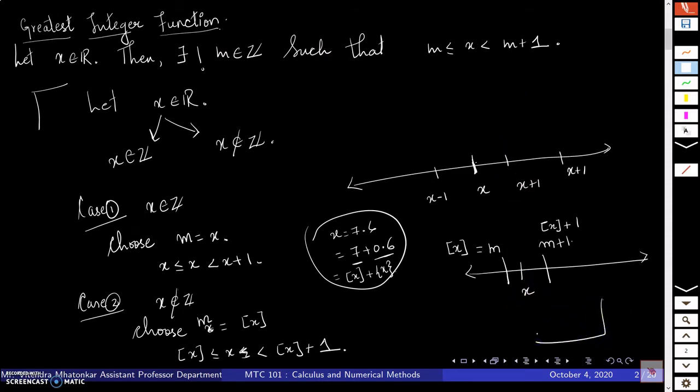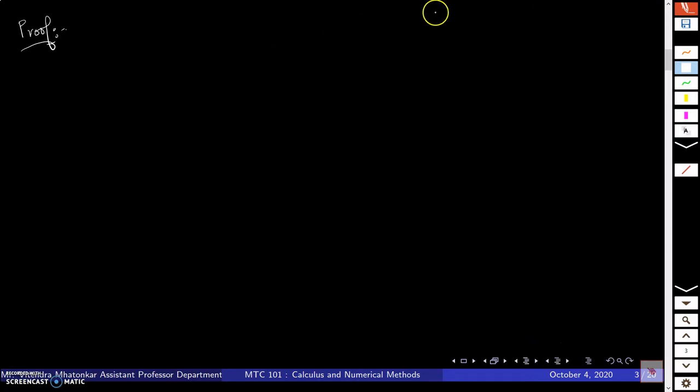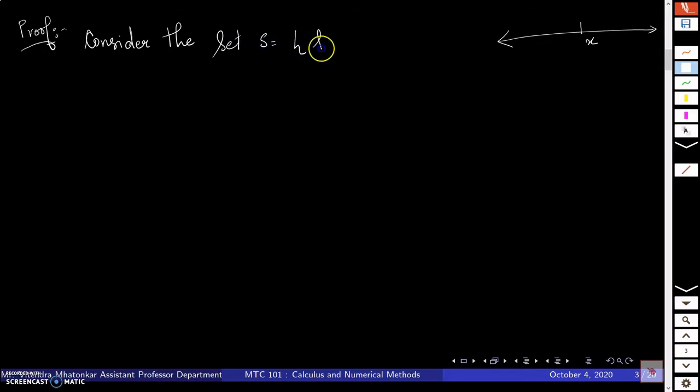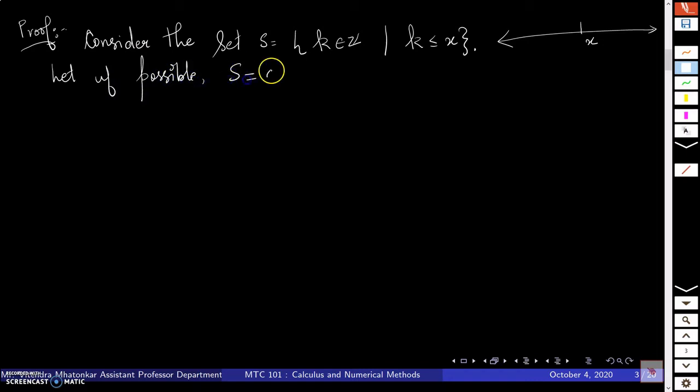So let's prove this statement formally now. For that, I have my real number x on the number line. x is some real number. I will look at all the integers which are less than or equal to x and I will form one set S. Consider the set S equal to all the integers which are less than or equal to x. Then can this set S be empty? Let's assume that S is empty and let's see what is happening. Let, if possible, S be an empty set.